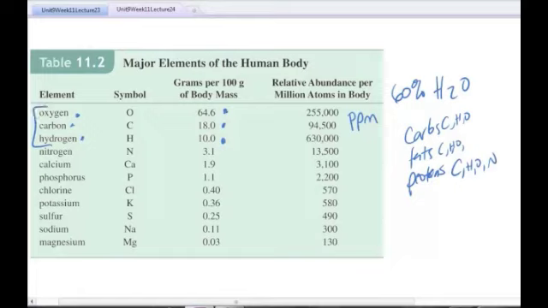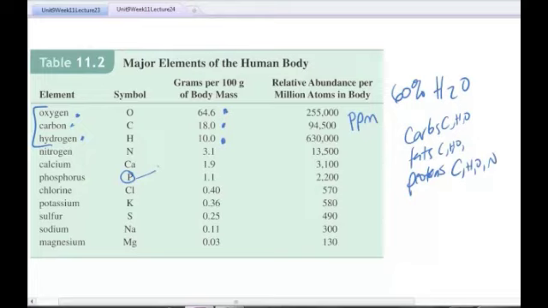Then we get down to the elements that would be considered micro. Calcium, phosphorus, chlorine, potassium, sulfur, sodium, and magnesium. And phosphorus, you may know, is a major component of the energy molecule ATP that's running around providing energy for metabolism, and also in the backbone of DNA, which we probably won't have time to talk about this year.